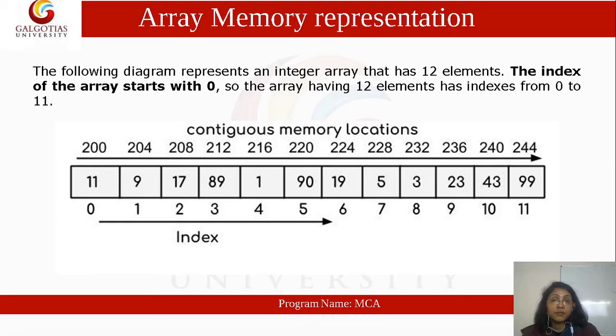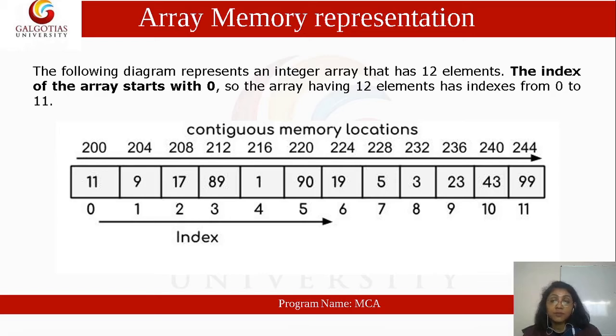The following diagram represents an integer array that has 12 elements. The index of the array always starts at 0. So an array having 12 elements is going to have index 0 to 11. Now here you see at the bottom I have written down the indices, whereas at the top you see the memory locations, because as you know, the memory that has been assigned to your program is a contiguous memory location, and each component is going to have the same memory size.